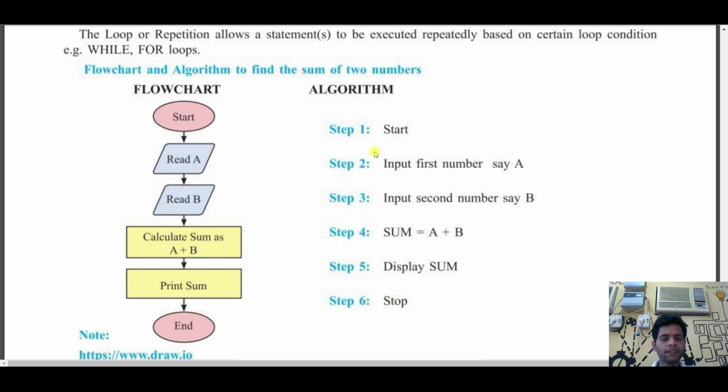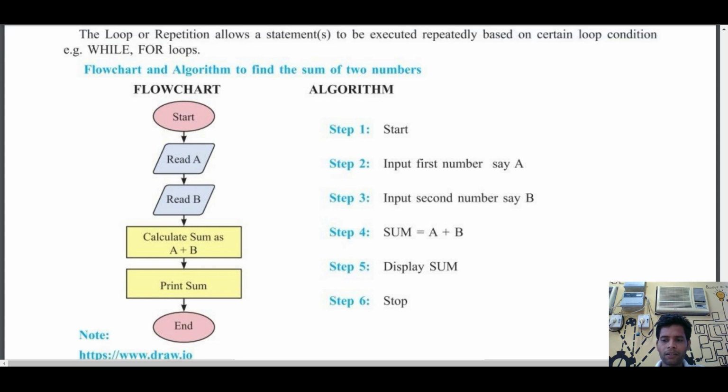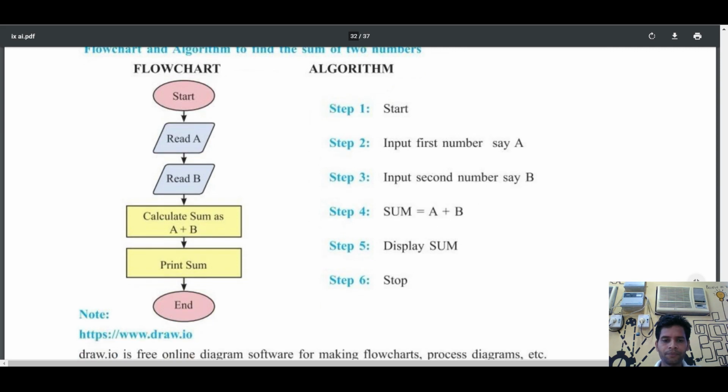Stop. This is the algorithm. And the flowchart: start, read A. Clear? Read B, calculate sum as A plus B. Print sum, end. In this, the start and end symbol is the same, and the process symbol for read A and B is the same. So this is the flowchart, and that is the algorithm. Clear? Today you will make some examples of flowchart or algorithm. I will give some questions.